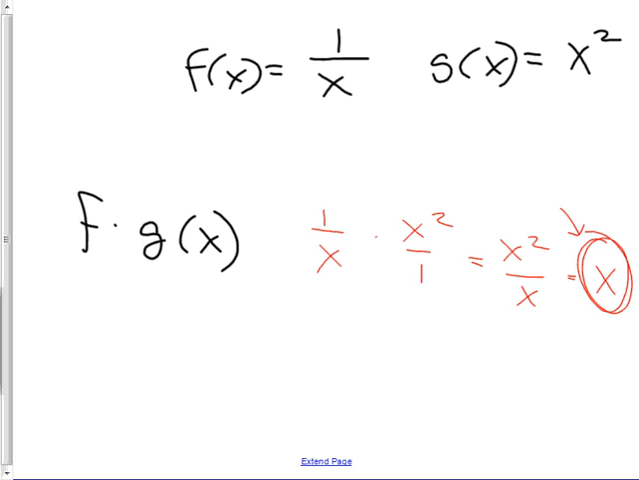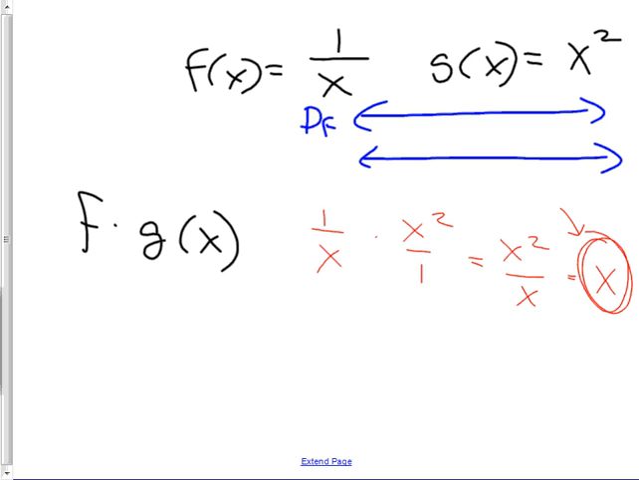Okay, the domain of it is based on the two parents, f and g: domain of f, domain of g. How many of you put two number lines on your paper to get the answer for this? Good, then you really get it. Okay? Domain of f is everything except 0. Domain of g is all real numbers. Nothing can crash g.